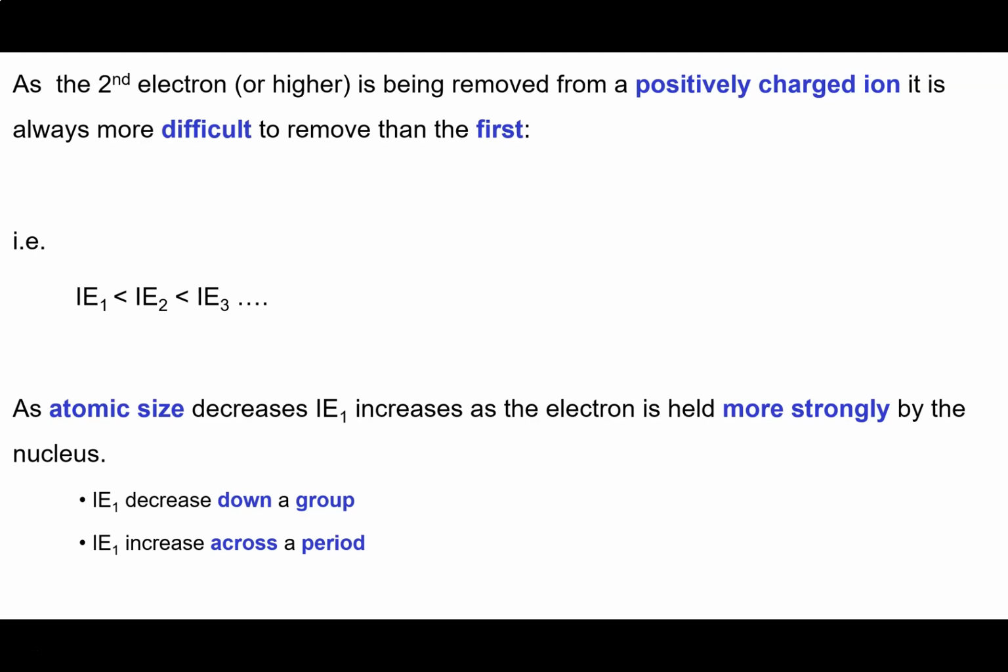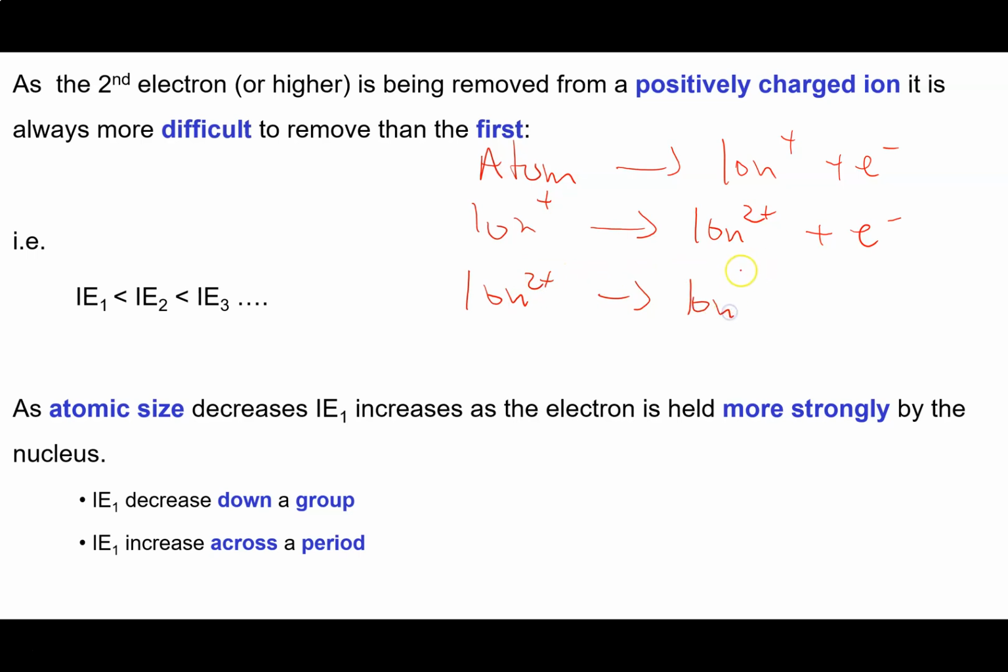So remember that for IE1, we're taking an electron away from the neutral atom to make a positive ion. And for IE2, we're taking an electron away from the positive ion, the +1 ion, to make the +2 ion. And for IE3, we're taking an electron away from the 2+ ion to make the 3+ ion, and so forth. So what we'll see is that the ionization energies will get bigger and bigger. That is, IE1 is smaller than IE2, smaller than IE3, and so forth.